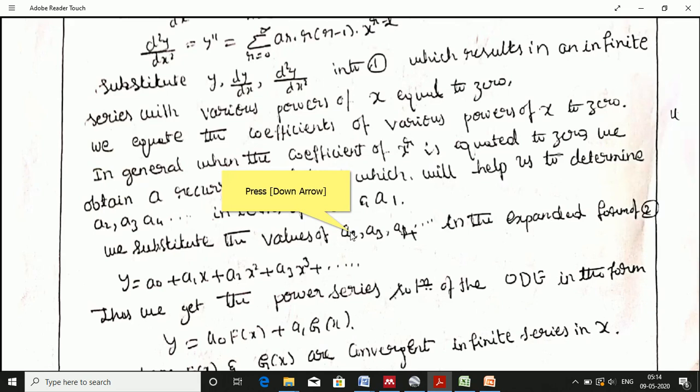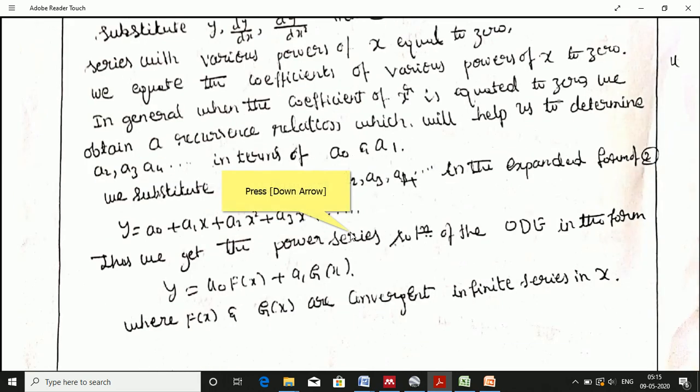Thus we get the power series solution of the ordinary differential equation in the form y = a0 f(x) + a1 g(x), where f(x) and g(x) are convergent infinite series. Now I'll show you one problem. How can we solve the second order homogeneous ODE by using the power series method?